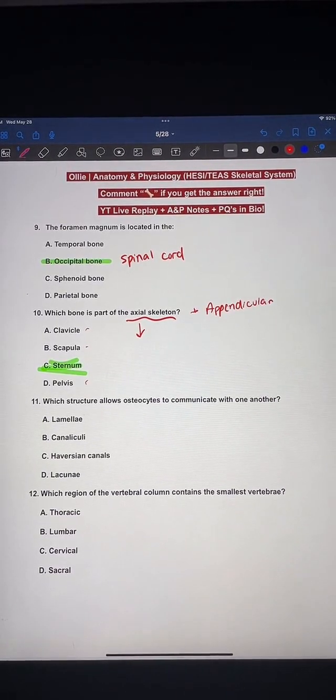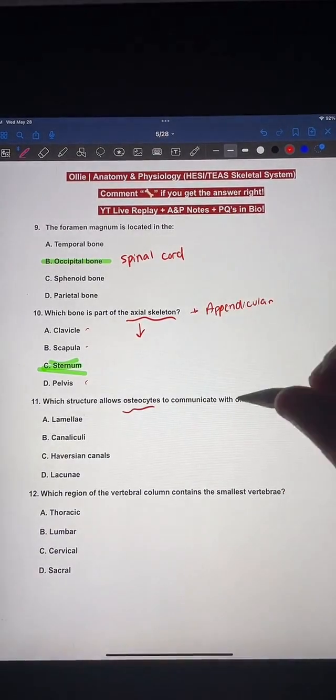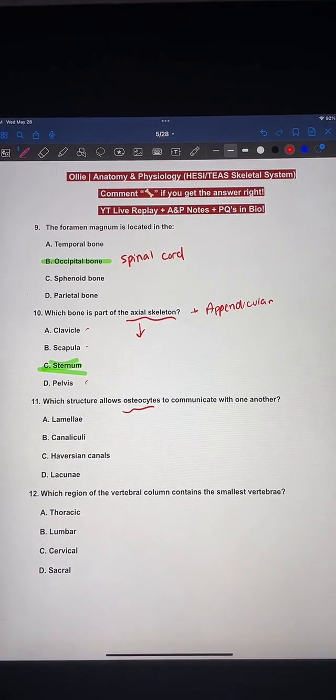Number 11, what structure allows osteocytes to communicate with one another?